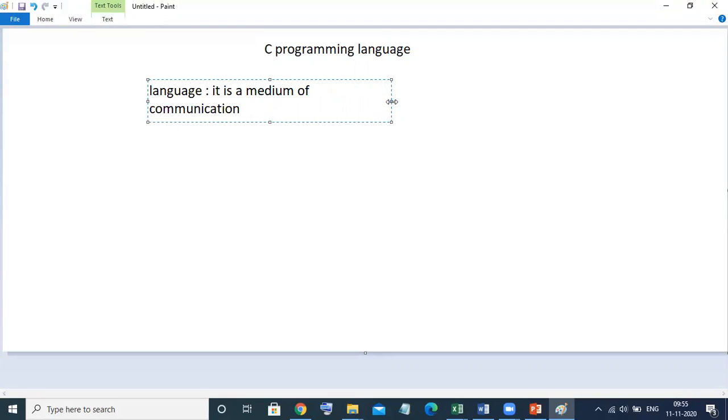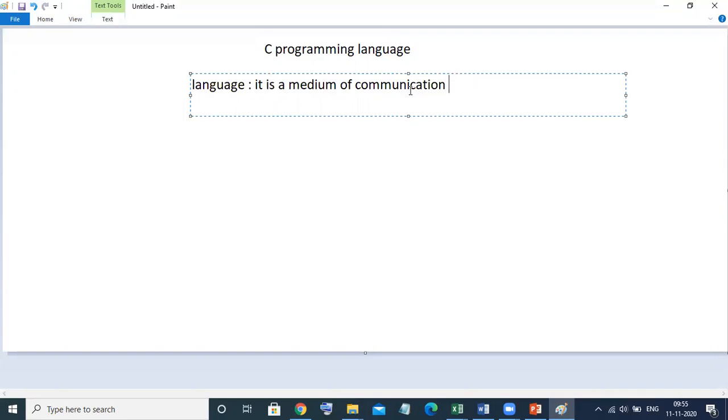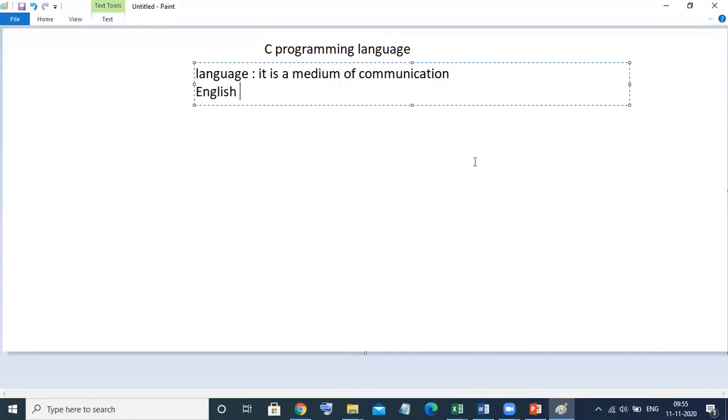Like I and you. So here the medium is the language I am using. For example, I am using the English language as a medium to communicate between myself and yourself. If I want to talk or write in English, I must know some basic steps.